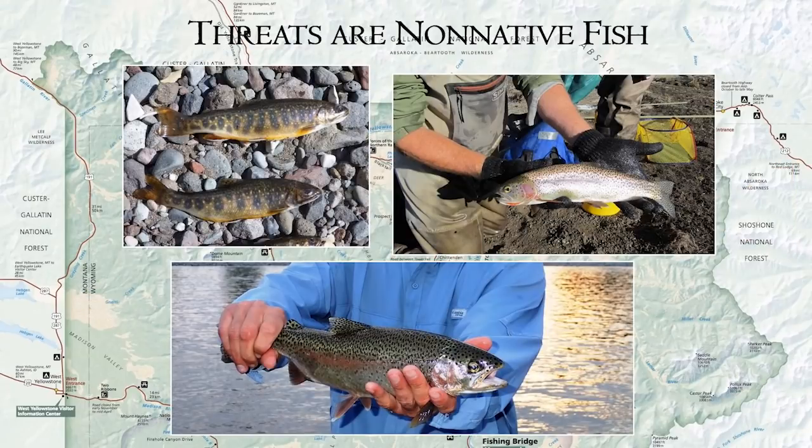Threats to these populations are also non-native fish. Hybridizing rainbow trout especially have caused major losses of native cutthroat trout across the park. Competition by brown trout and brook trout are also problems in these areas.